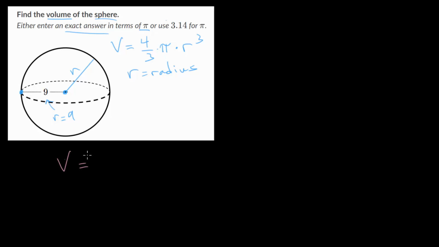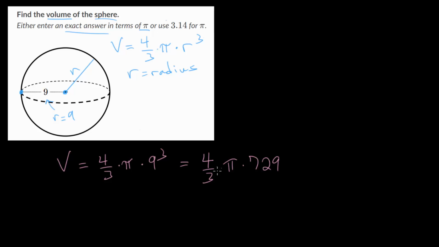Now we have that the volume is 4/3 multiplied by pi multiplied by 9, which is the radius, raised to the third power. And if we simplify this, we have 4/3 pi multiplied by 9 to the third, and this is 9 times 9 times 9. 9 times 9 is 81. 81 times 9 gives us 729.